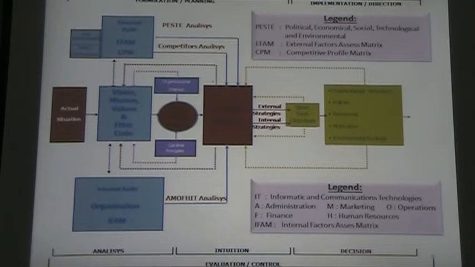And then you will define external and internal strategies. External strategies are related with what you will do in the environment against your competitors, in favor of your clients, and in favor of your suppliers. And in the case of internal strategies, you will think about your employees, you will think about your resources, because you need to operate well, or you will have problems.